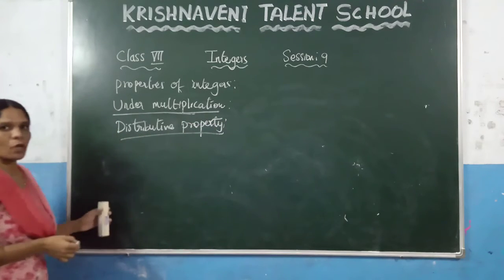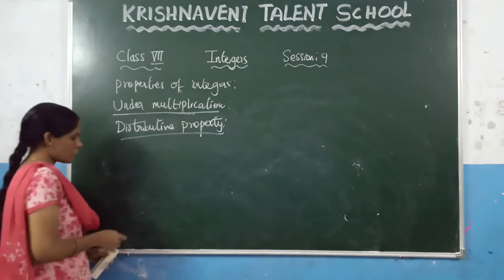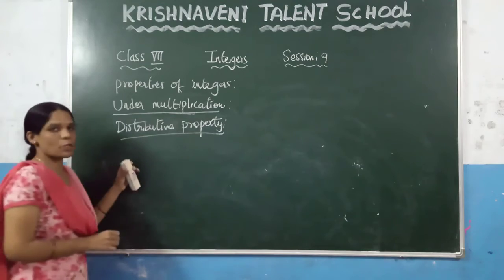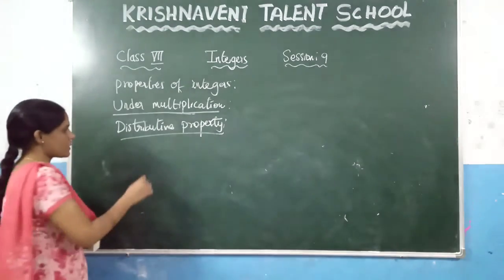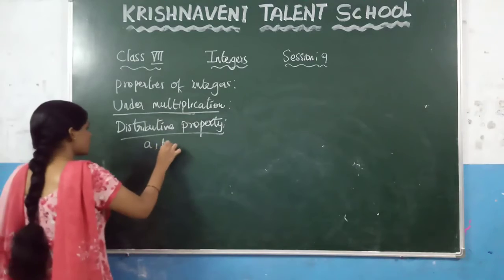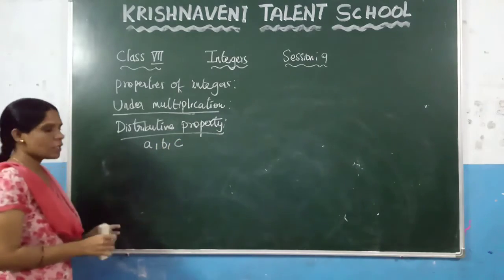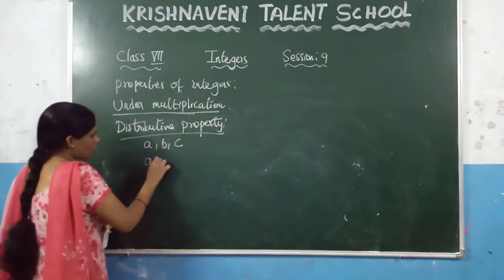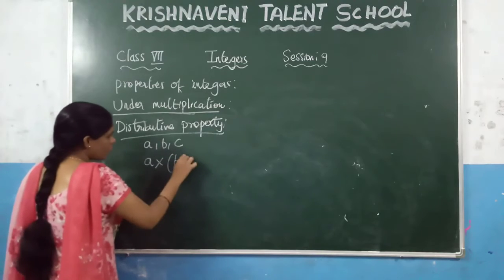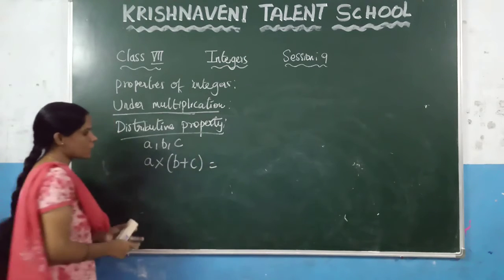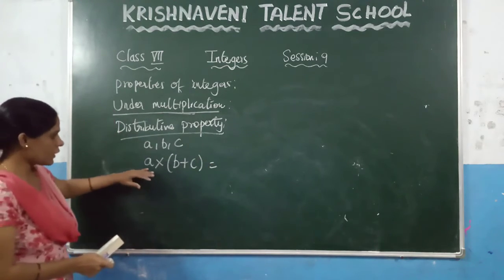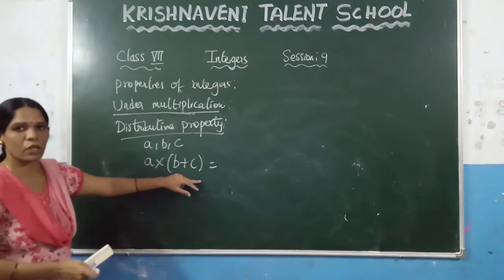What does the distributive property say here? For this property also we need 3 integers. Let us consider those integers as a, b, c. So the distributive property says a into (b plus c). The name itself says we are distributing this a value to both of these numbers.